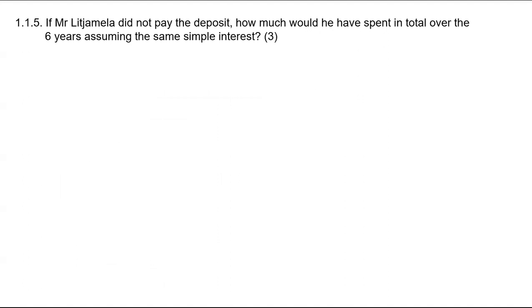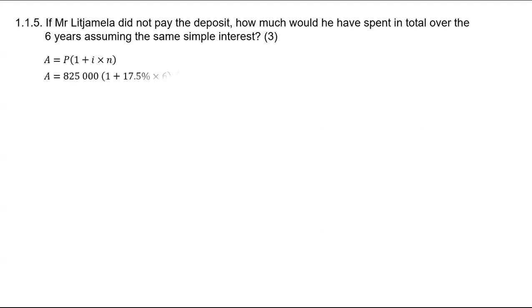Okay. The last question says, if Mr. Dijamela did not pay the deposit, how much will he have spent in total over the 6 years, assuming the same simple interest? Here, you just have to calculate A. It's either you use the method that I used previously where you calculate simple interest and you add it to P. But here, for this example, I decided to use the formula. Okay, and where P is equals to 825,000 because we were going to have to pay the whole 825,000 over a 6-year period if we did not pay the deposit.